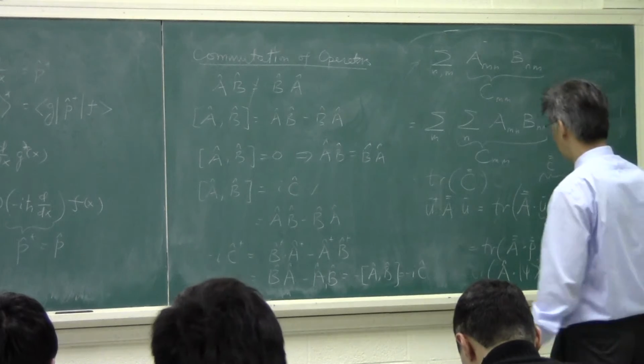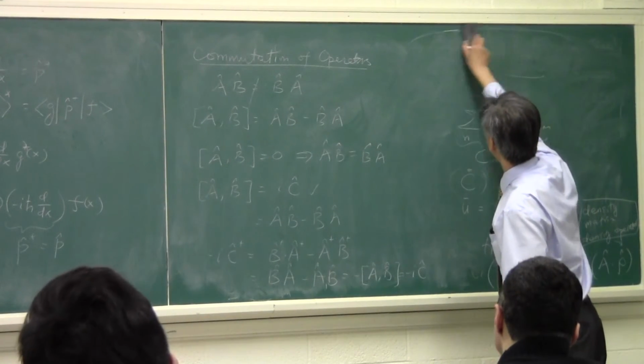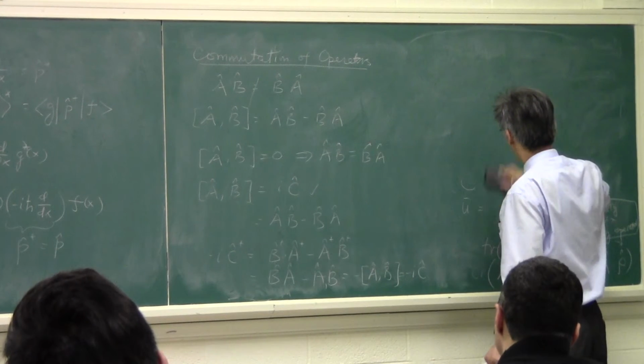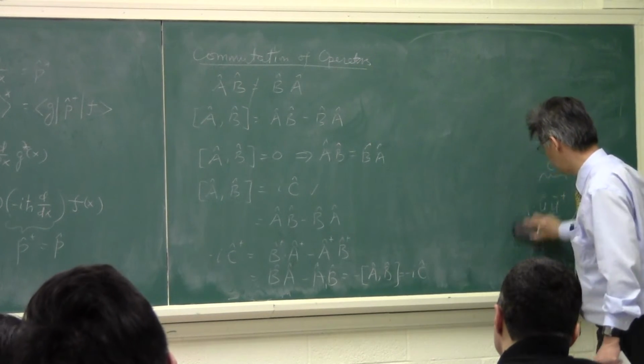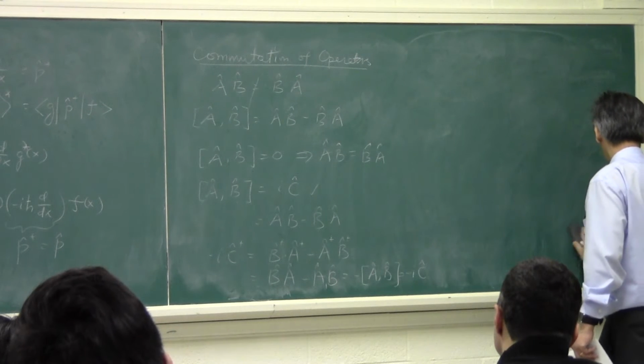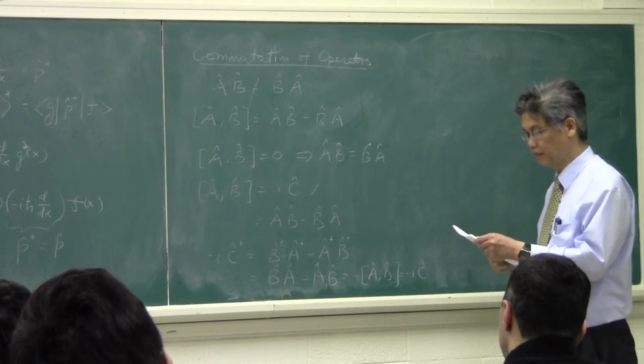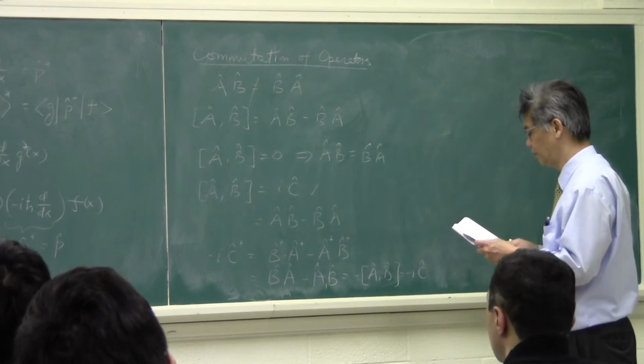And also, if two operators commute with each other, they're either diagonal operators or identity operators, or they are operators that share the same eigenfunctions. You can prove that quite easily.